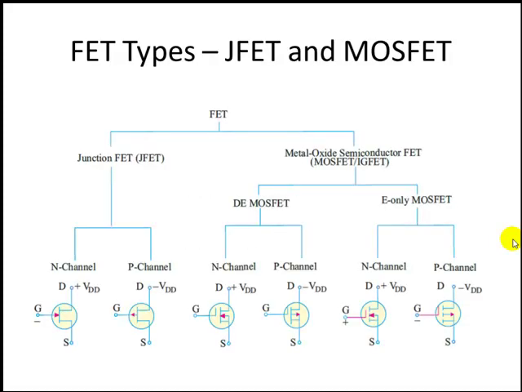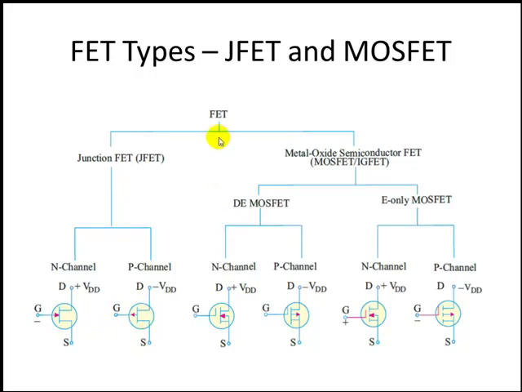Mainly, FETs are divided into two types, JFET and MOSFET. JFET stands for Junction Field Effect Transistor. Once again, there are two types, N-channel JFET and P-channel JFET, and the corresponding circuit symbols are as shown in this diagram. This is N-channel JFET, this is P-channel JFET.